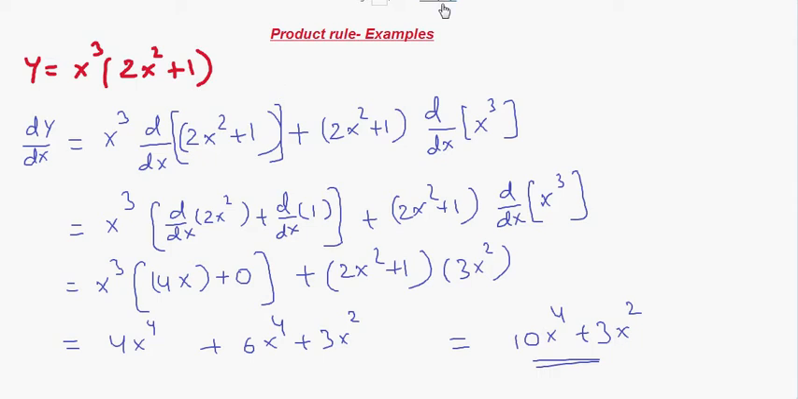Now let us see another example. Let f of x, y equals 3x squared minus 1 times 8x cubed plus 1. Let us apply the product rule to this function and work out this example.